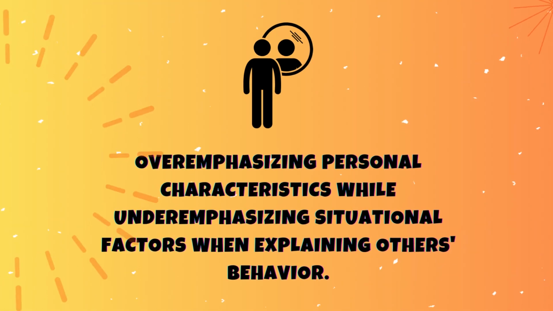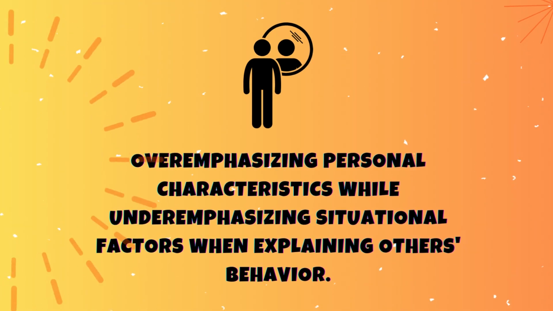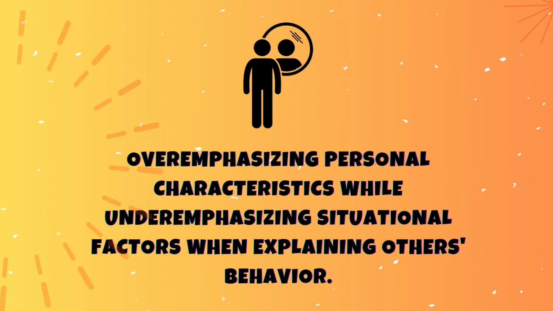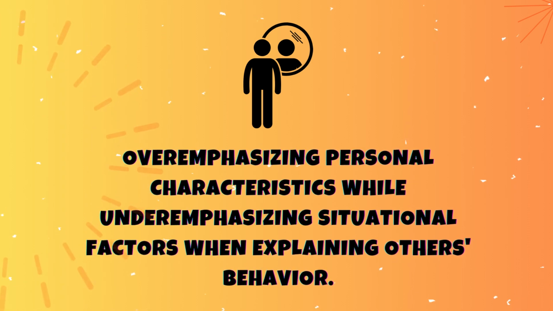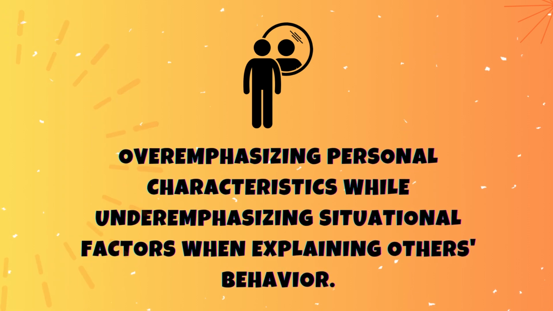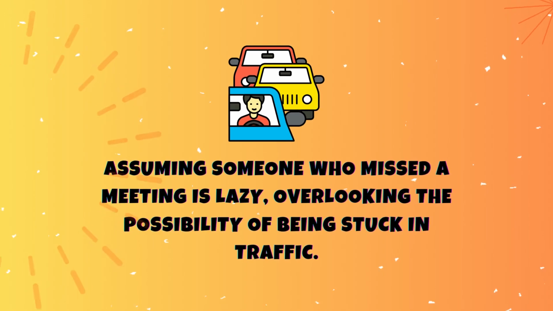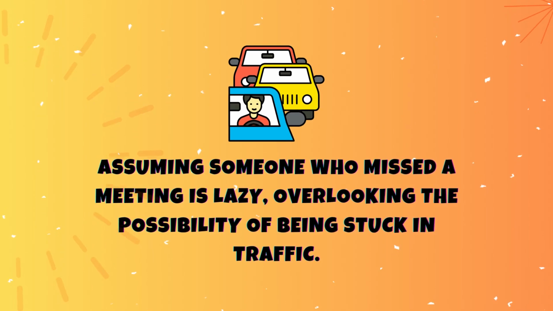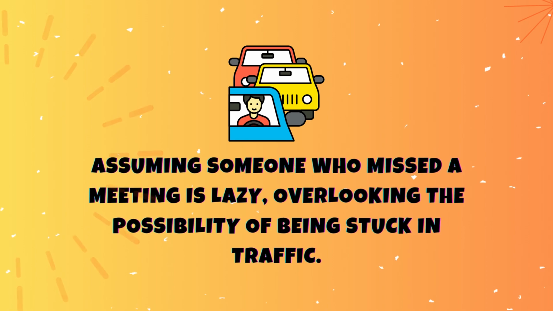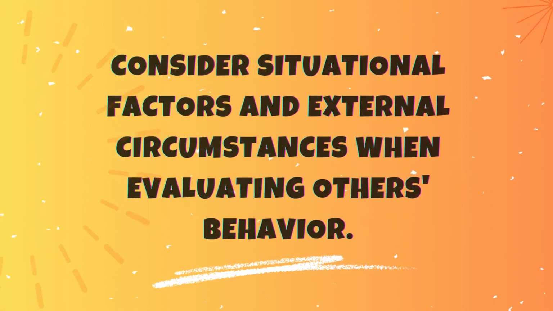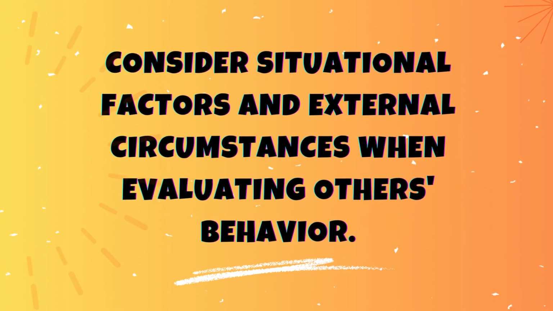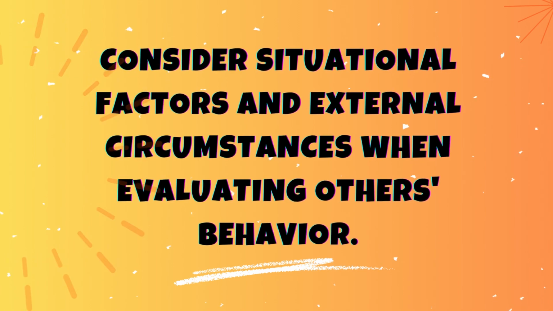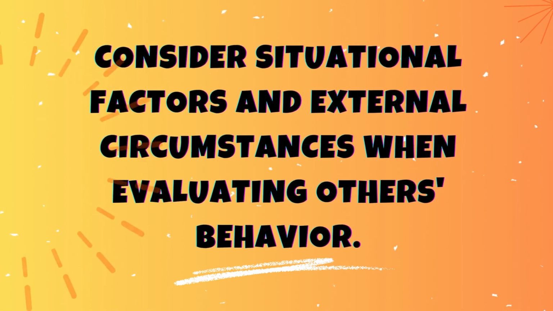Next up, the fundamental attribution error. This bias occurs when we overemphasize personal characteristics and underemphasize situational factors when explaining others' behavior. Think of it as assuming someone who missed a meeting is lazy, overlooking the possibility of being stuck in traffic. To combat this bias, consider situational factors and external circumstances when evaluating others' behavior.